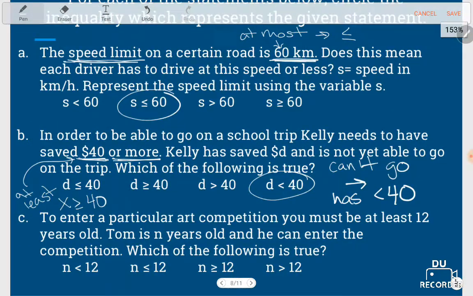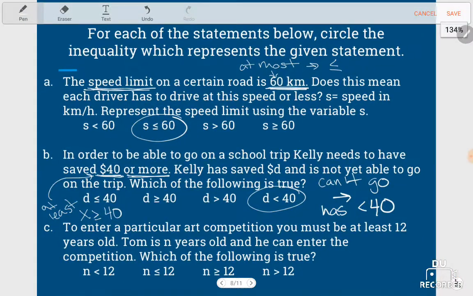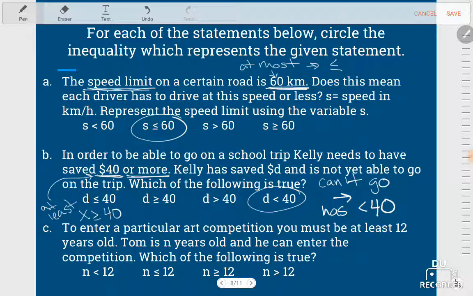Okay, last example here before we're done. It says to enter a particular art competition, you must be at least 12 years old. Tom is N years old, and he can enter the competition. Which of the following is true? He can enter. So, at least 12, he is at least 12. So, N is at least 12, which means he's older than or exactly 12. So, we would say that.